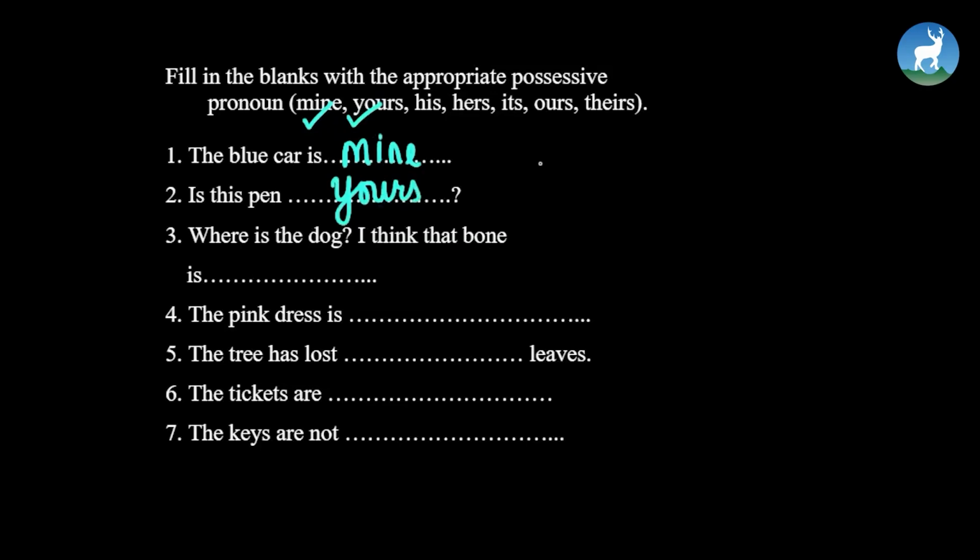I think that bone is its. We use its for animals or things. The pink dress is hers. Remember, your answers can be different depending upon the sentences because possessive pronouns show the ownership depending upon who the things belong to, right? The tree has lost, again, its. You can repeat the options as well. The tickets are, it could be ours or theirs. So let's write ours. The keys are not his or theirs.